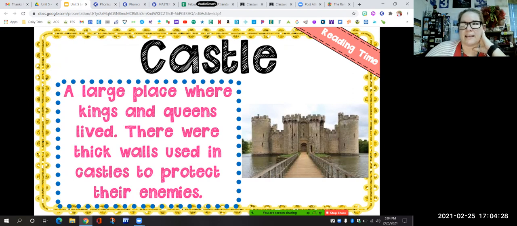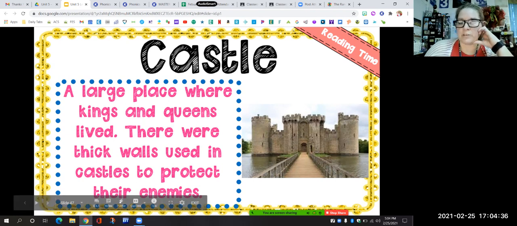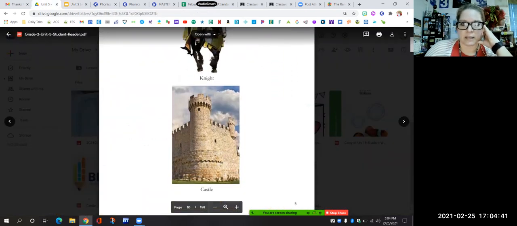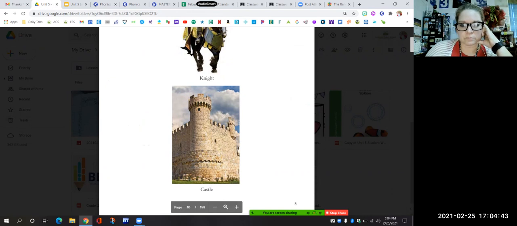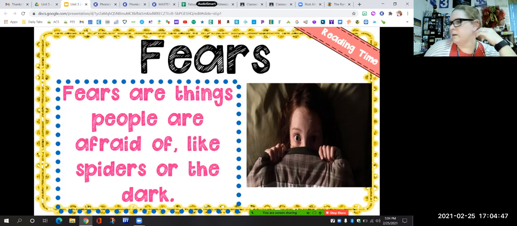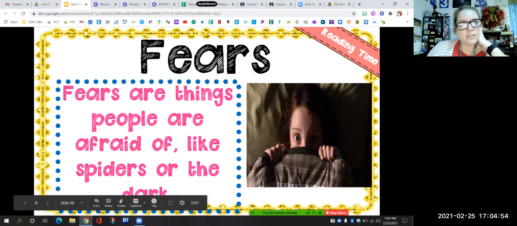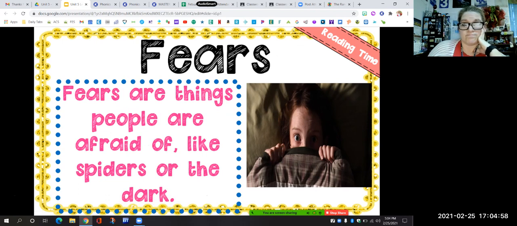Then we have the word castle. And a castle is a large place where kings and queens lived. And as you can tell, there were thick walls on the castle to protect them from their enemies. And here's another picture of a castle. And then we have the word fears. And fears are things that people are afraid of, like spiders or the dark.